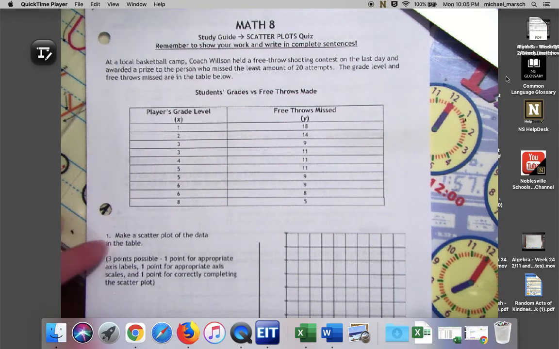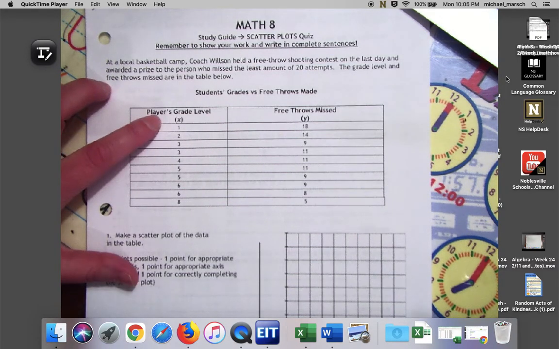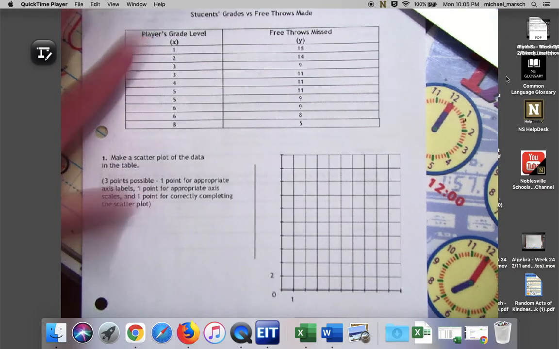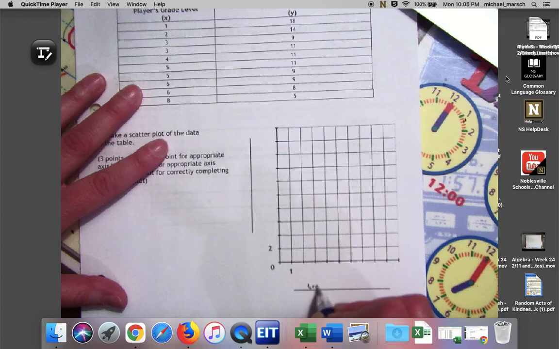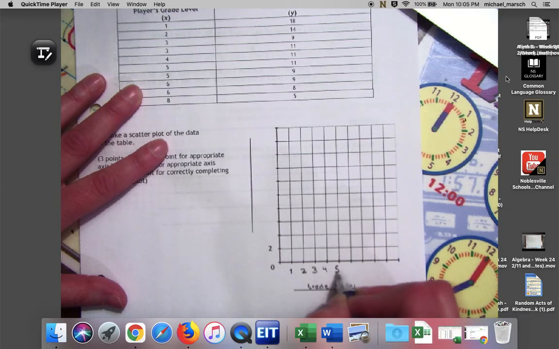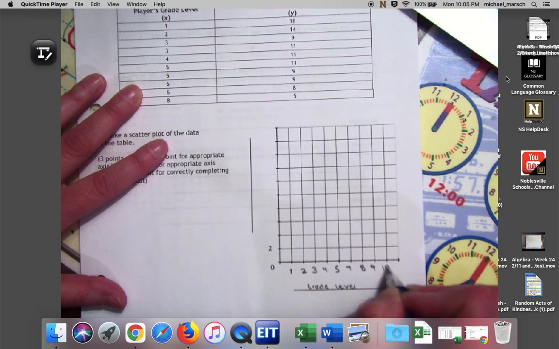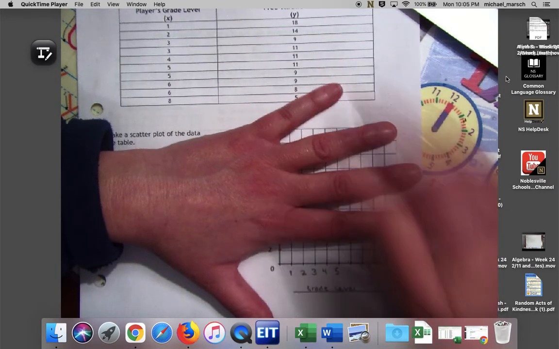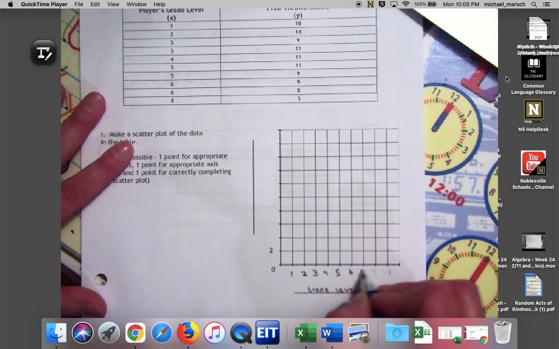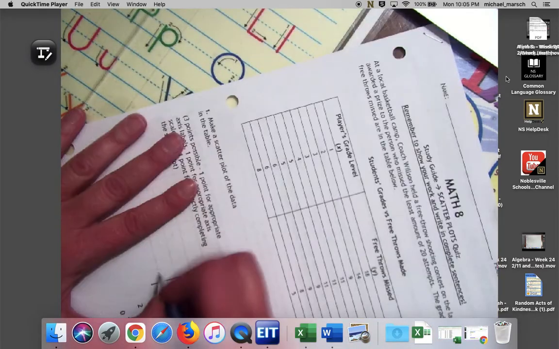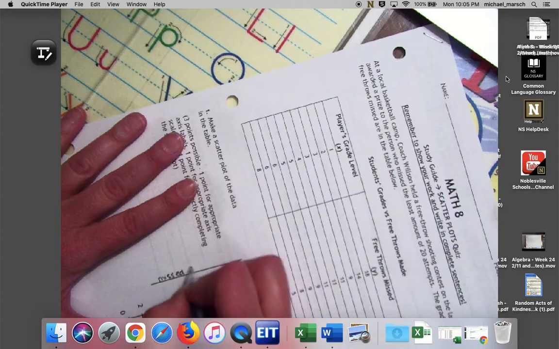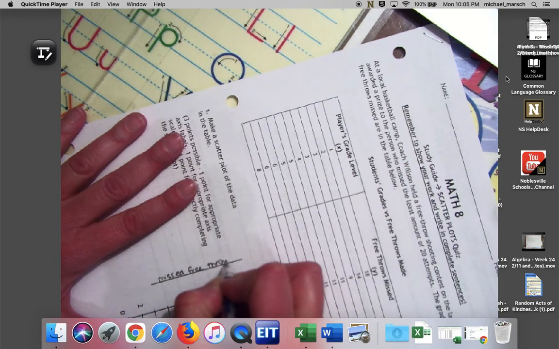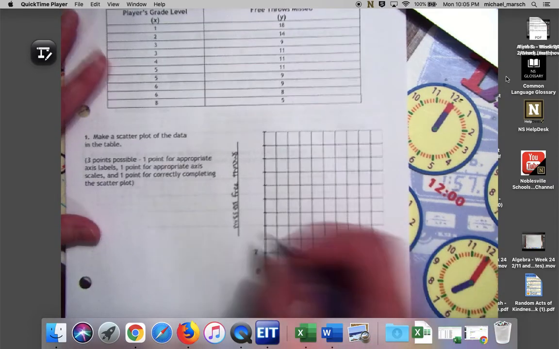So the first thing says make a scatter plot of the data table. Well, I know that a player's grade level is x, so I'm going to say down here grade level. And you can see that the increments are kind of started out for you. Oops, I totally forgot the number 6. What is going on? Okay, here we go. And then the free throws missed, I'm just going to say missed free throws, goes by 2s. So I'm going to fill in the rest of these.